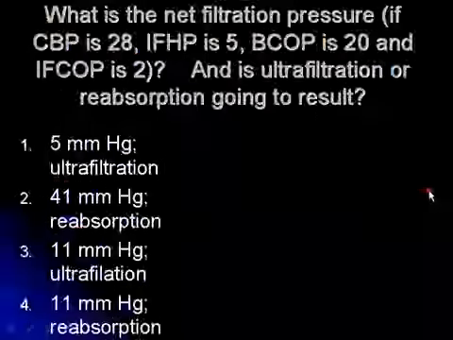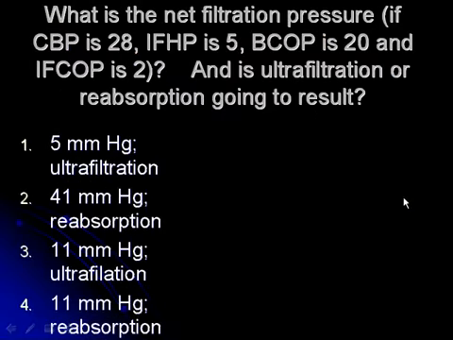All right. So what's the net filtration pressure if the CBP, what did CBP stand for? Capillary blood pressure is 28, so that's the pressure on the heart side. If the IFHP, the interstitial fluid hydrostatic pressure, is 5, and then the blood colloid osmotic pressure is 20, and the interstitial fluid colloid osmotic pressure is 2. Positive or negative for the capillary blood pressure? It's negative. It's trying to push fluid out, right? So I have a negative 28. IFHP is 5. What's that trying to do? That's the pressure trying to push back into the blood, right? So that's a positive. What about blood colloid osmotic pressure?